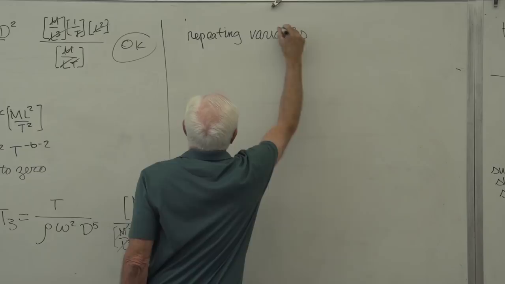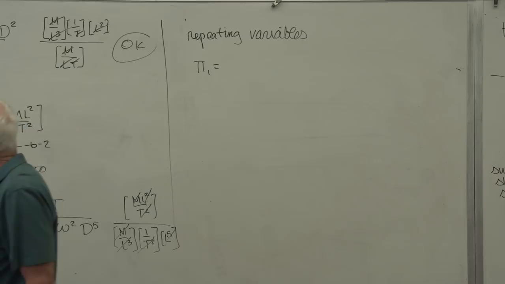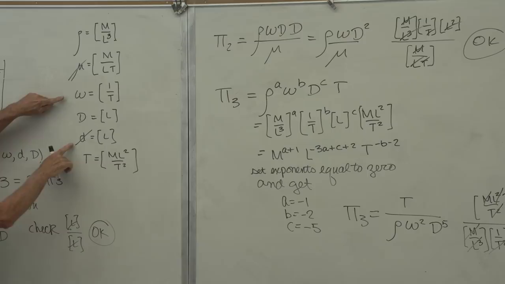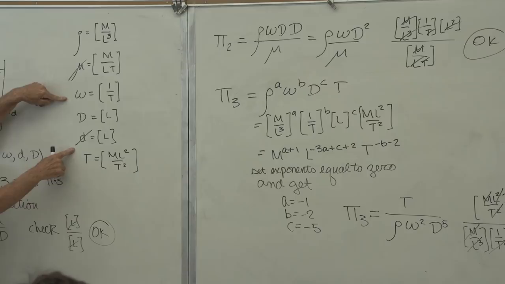I'm going to choose repeating variables. Don't forget the rule: don't choose a dependent variable. Don't choose him. Got it. Don't forget the rule: make sure you see mass, length, and time at least once. These would not be good: omega, D and little d. I don't see mass in them. Don't choose it. I'm going to choose rho, omega, and D.